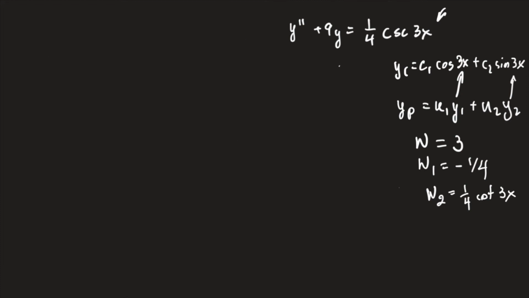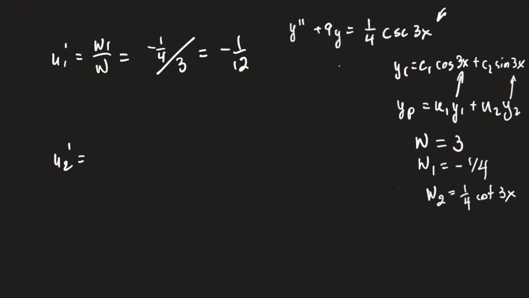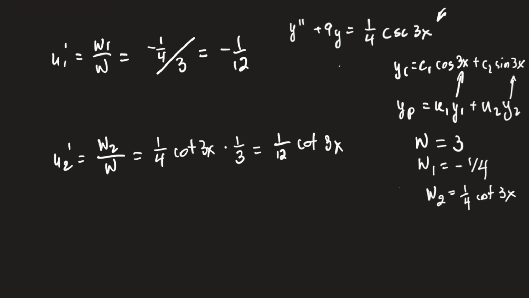Now we have everything we need to solve this. So U sub 1 prime is equal to W1 over W, which is negative 1/4 divided by 3, which is negative 1/12. That is U sub 1 prime. U sub 2 prime is W2 over W, which is 1/4 cotangent of 3x divided by 3, which means the same thing as multiplied by 1/3, which makes it 1/12 cotangent of 3x.